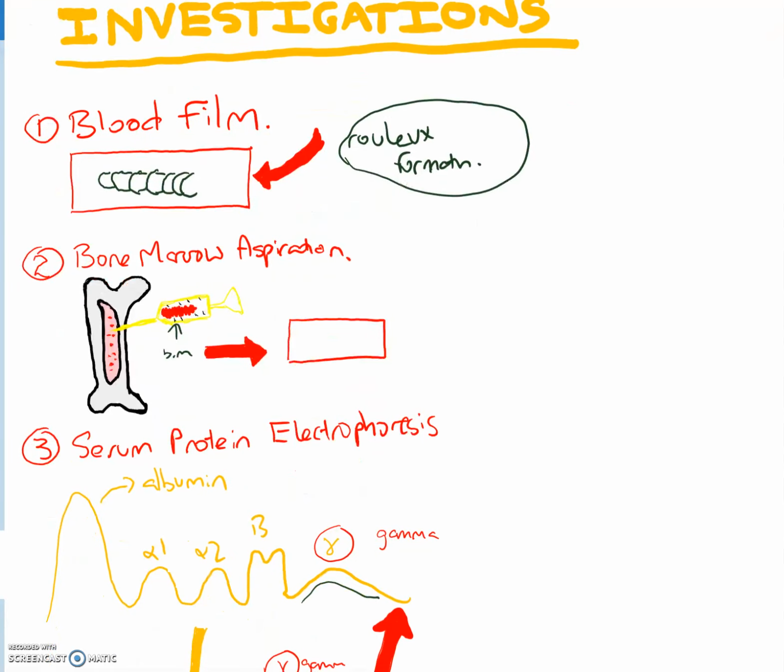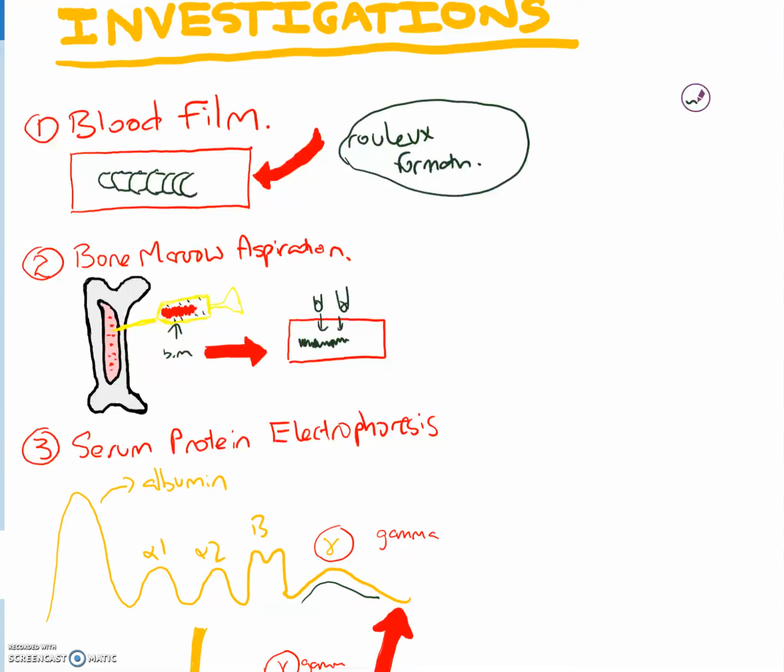Next, we could do a bone marrow aspiration. This is where we actually inject the needle into the bone marrow, pull out bone marrow, and put it on a microscope slide for investigation under a microscope. So when we look at this, we will be able to see the proliferation of the B cells, and that could help us in determining if it's multiple myeloma.